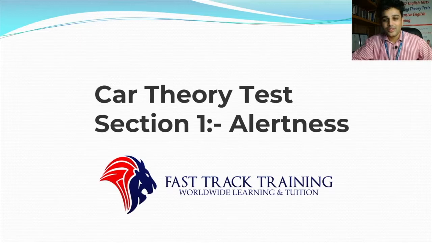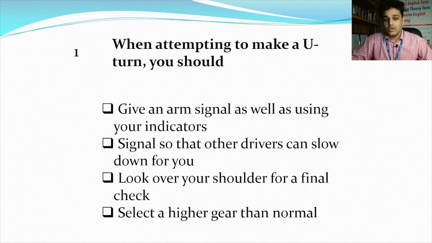Okay, Fast Tracker, here's the first lesson. Car theory test section one for alertness. When making a U-turn, you should give an arm signal as well as using your indicators, signal so that other drivers can slow down for you, look over your shoulder for a final check, or select a higher gear than normal. Let's read it one more time so we can slow it down. The correct answer here is looking over your shoulder for a final check.